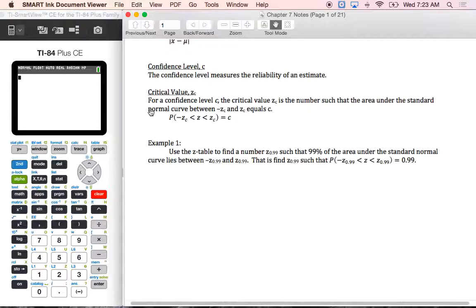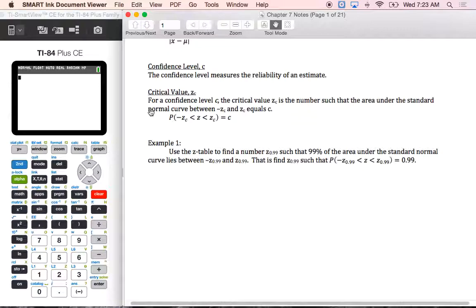For example 1, it says use the Z table to find a number Z.99 such that 99% of the area under the standard normal curve lies between negative Z.99 and Z.99. That is, find the Z.99 such that the probability that negative Z.99 is less than Z is less than positive Z.99 equals 0.99. Again, a lot of 0.99s here. So you are going back and doing what you did back in Chapter 6.